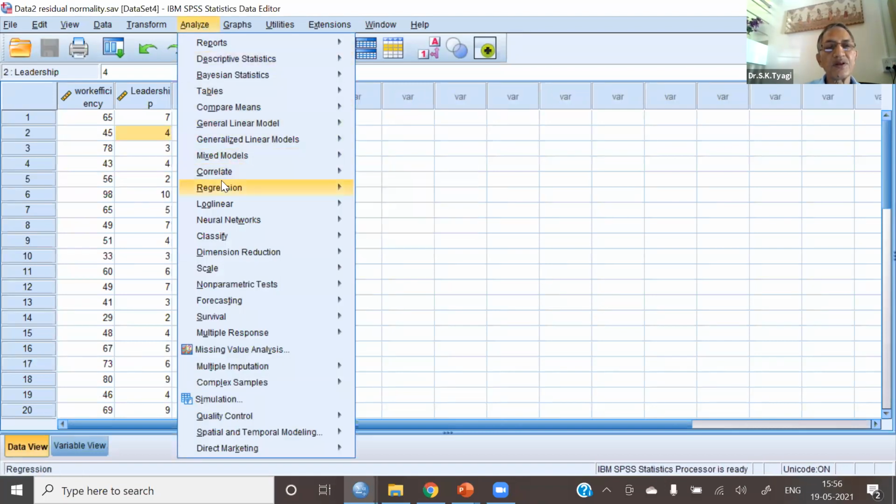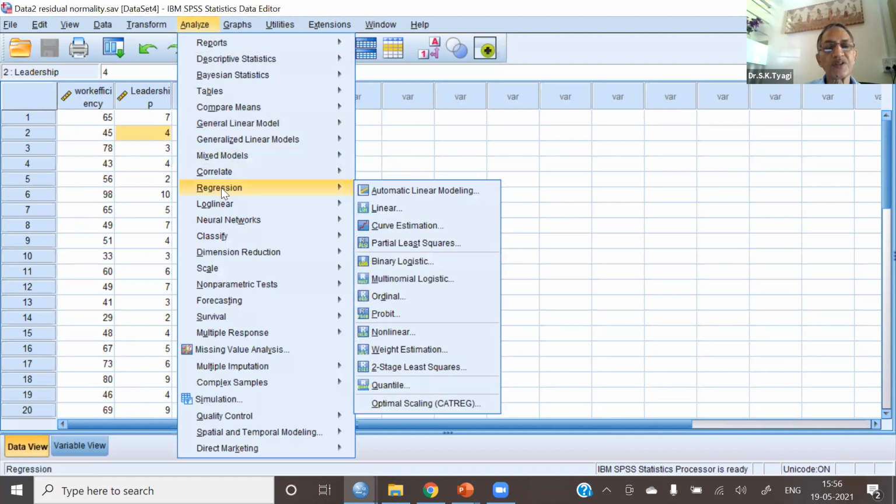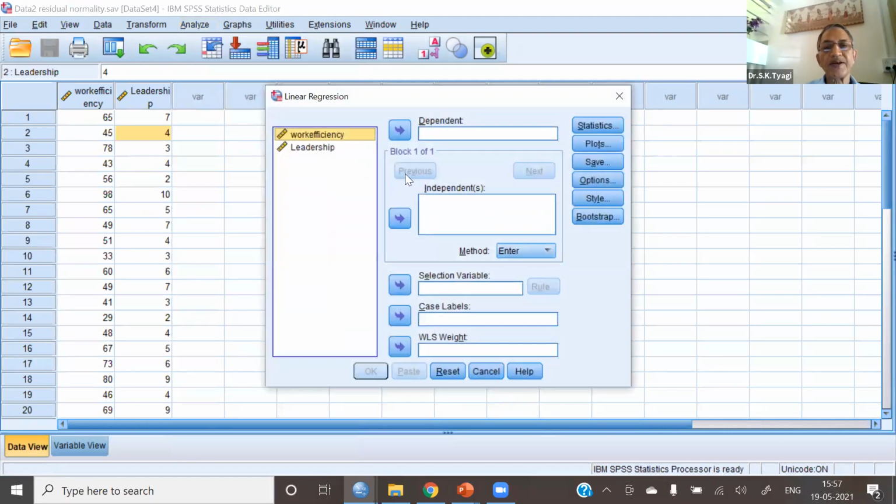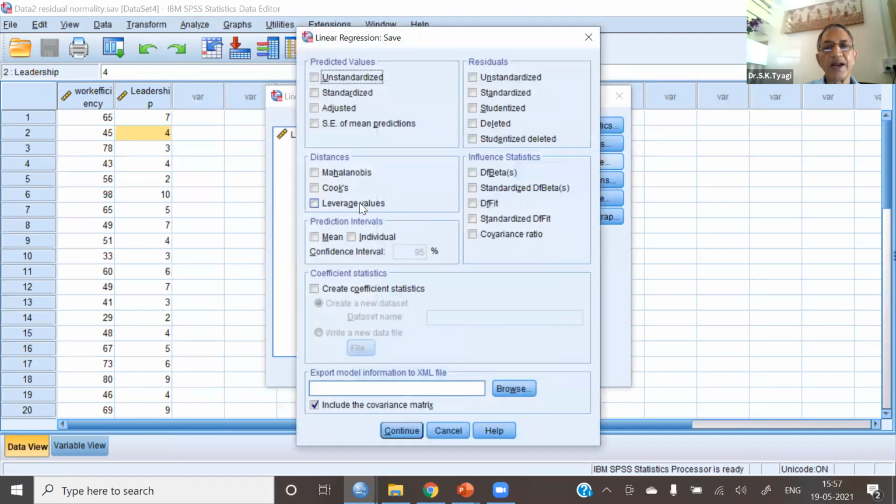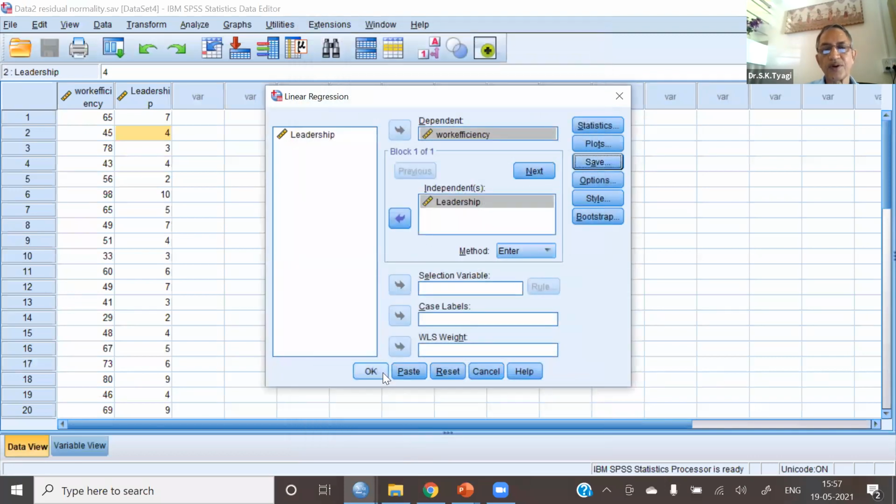Now I'm telling you how to find out these three distances: Mahalanobis distance, Cook's distance, and central leverage value. So analyze, regression, linear. Work efficiency is dependent, leadership is independent. And this is Save. Here we find Mahalanobis, Cook's, and leverage value. These are the three distances. Continue and okay.